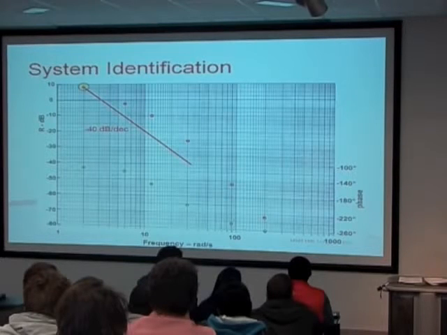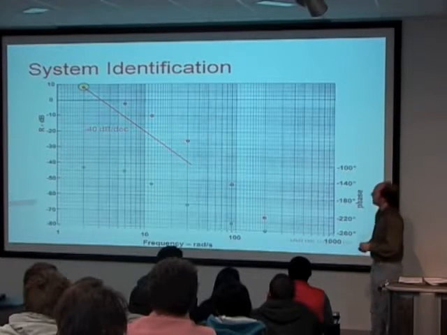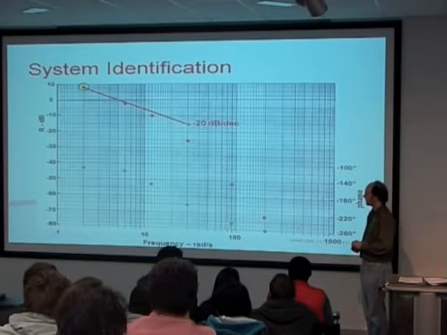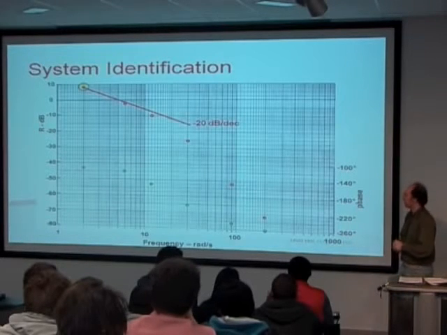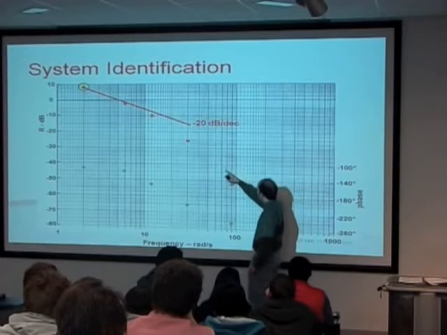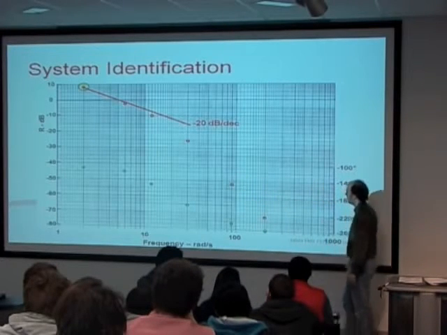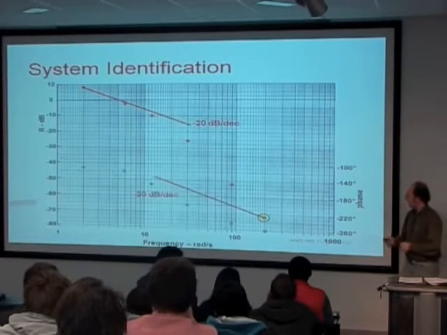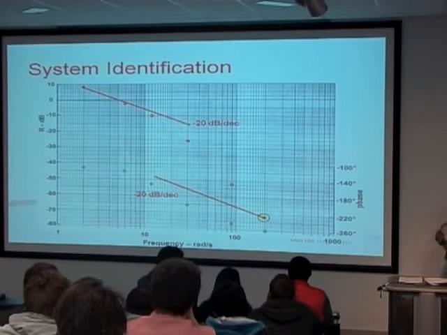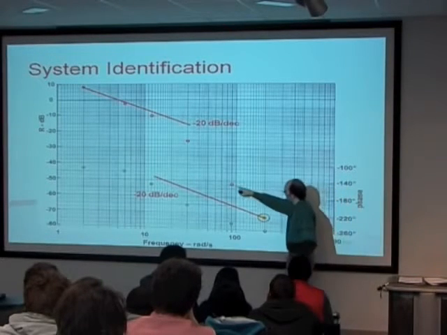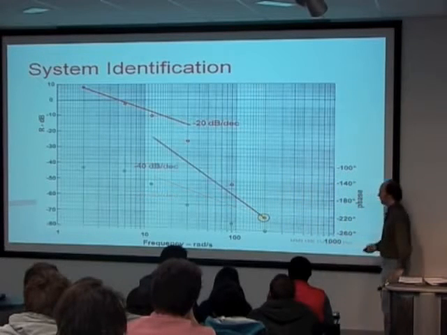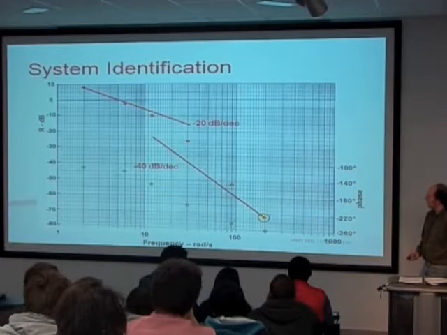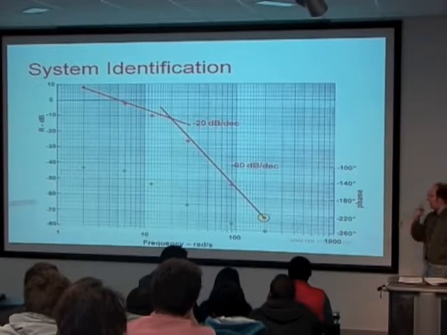Minus 40? No, that's definitely wrong. So we know that that's going to be minus 20. Okay, so that's the first asymptotic approximation. But obviously, at this point, these points don't line up whatsoever. And so there must be another asymptote that we can draw. So if we take the highest frequency and we draw minus 20, well, that doesn't really fit with this point here, does it? What about minus 40? No, that doesn't fit either. But we can go with minus 60, and we can see that that's pretty close.